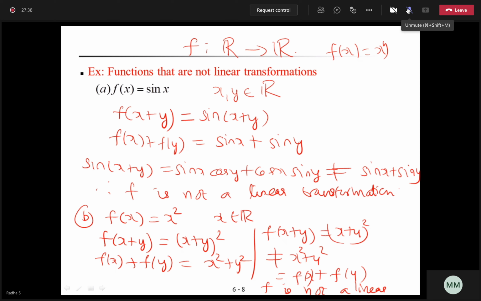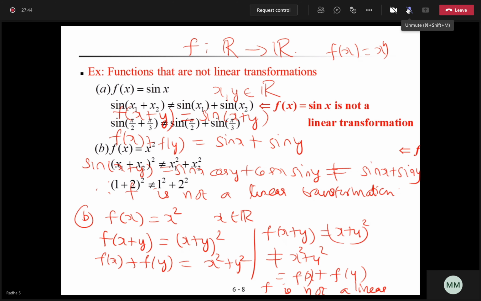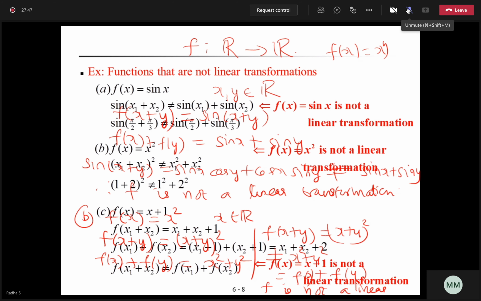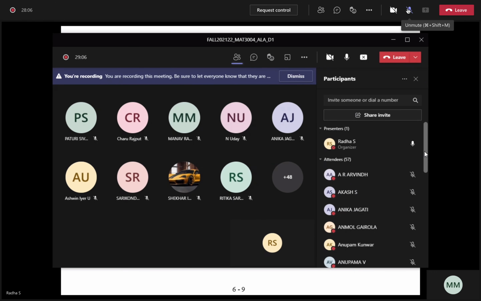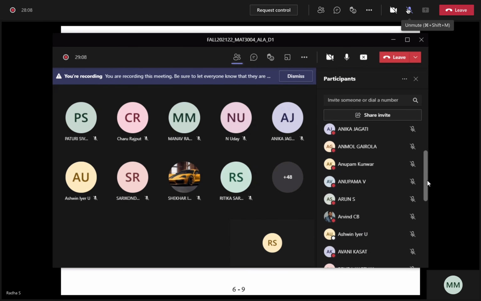There is one more question I'll ask. f of x is equal to x plus 1. Is this a linear transformation? Can you please check it and tell me? Everybody please do it. I'm going to ask some of those who are not answering and keeping quiet.